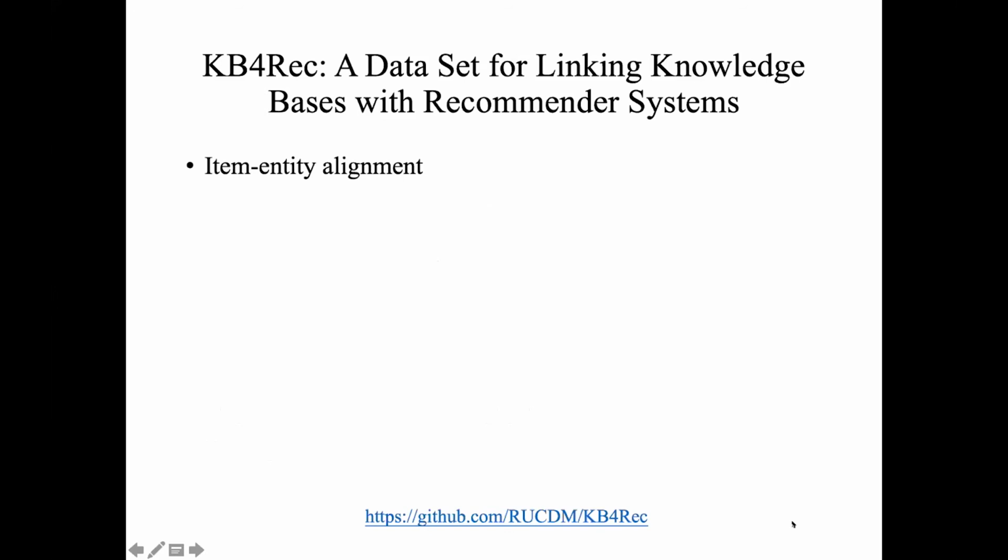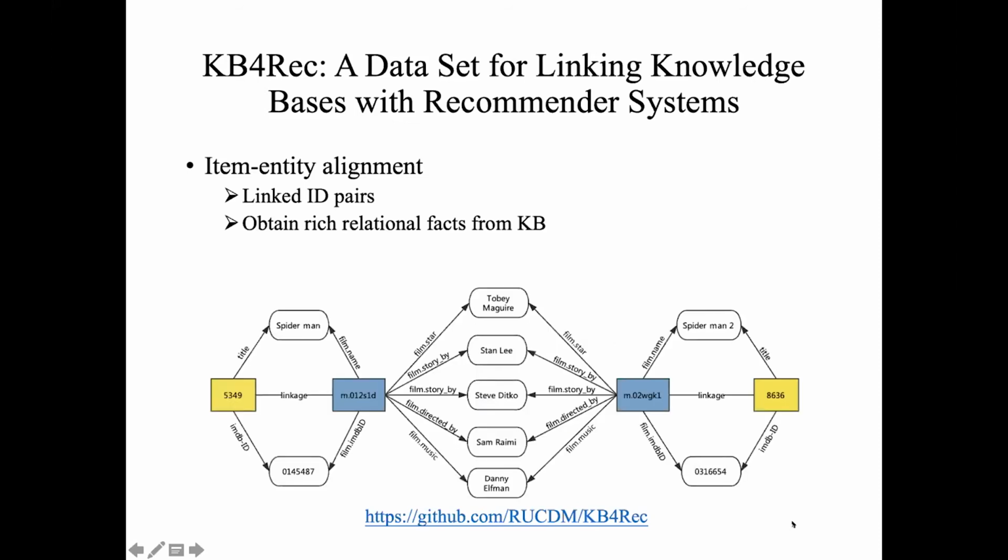KB4Rec is a dataset for linking knowledge bases with recommender systems. It organizes the item entity alignments by linked ID pairs, which consist of a recommender system item ID and a knowledge base entity ID. Here is an example of item entity alignment from the films Spider-Man and Spider-Man 2 to Freebase entities. Once we have the item entity alignment, we can obtain rich relational facts from the knowledge base with the entity ID.